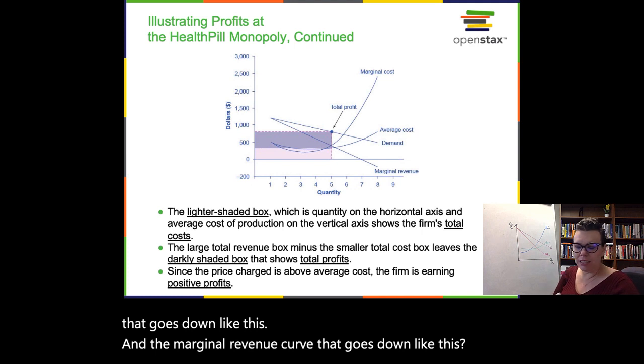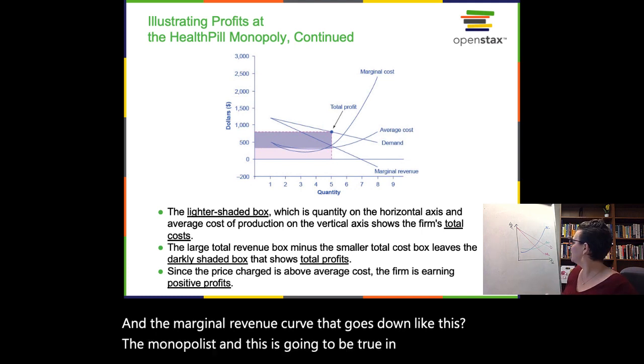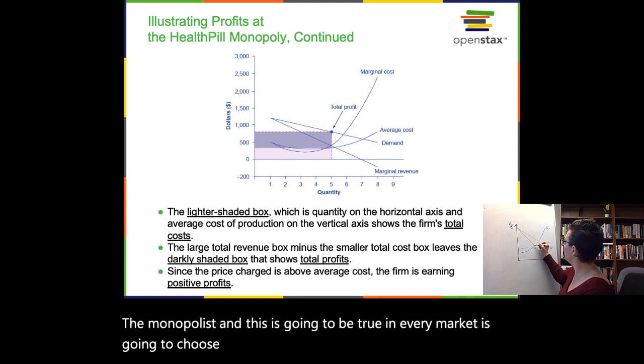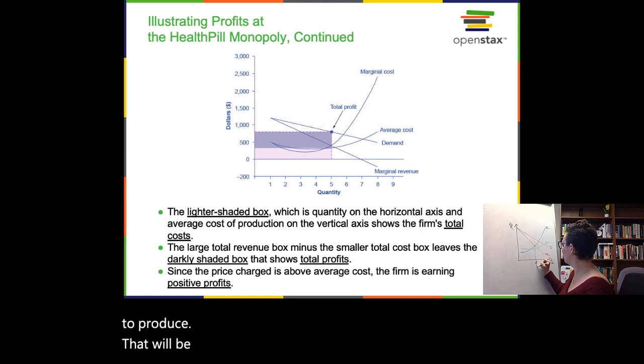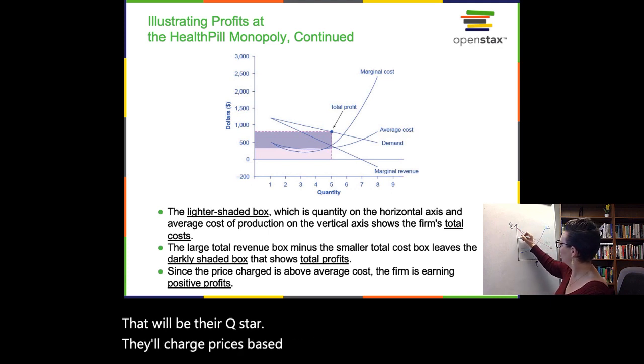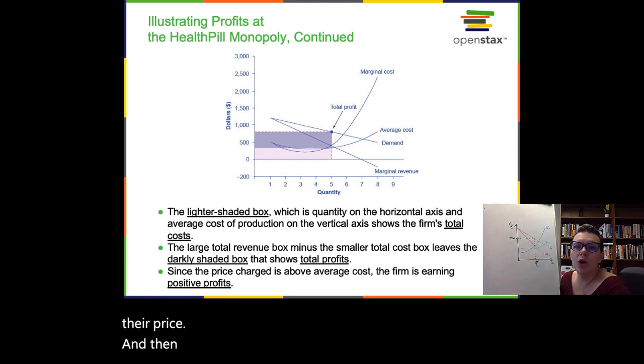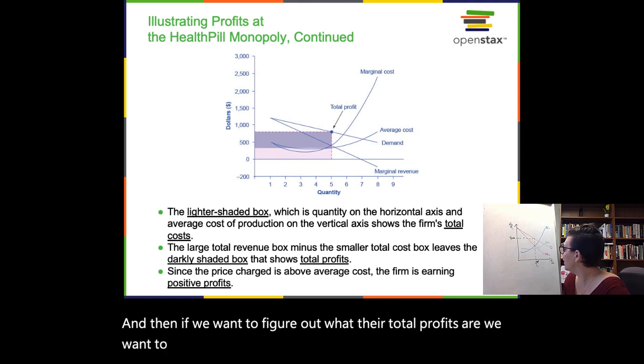The monopolist, and this is going to be true in every market, is going to choose where marginal revenue is equal to marginal cost to produce. That will be their Q star. They'll charge prices based on the demand curve. So that'll be their price. And then if we want to figure out what their total profits are, we want to compare their costs to the price they sell, right?